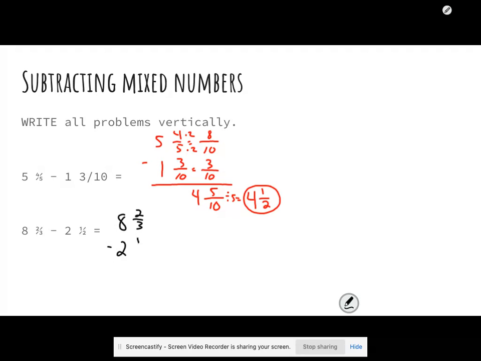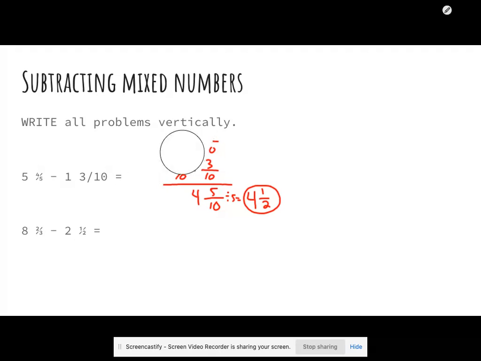Looking at my second example here, I have 8 and 2/3 subtracted 2 and 1/2. So my common denominator is going to be 6. Multiply by 2, you get 4. Multiply by 3. Subtract. I like to do the fraction first. So 4 subtract 3 is 1 over 6. Then 8 subtract 2 is 6. So 6 and 1/6 is my final answer.